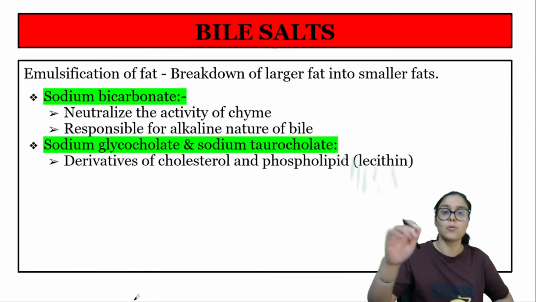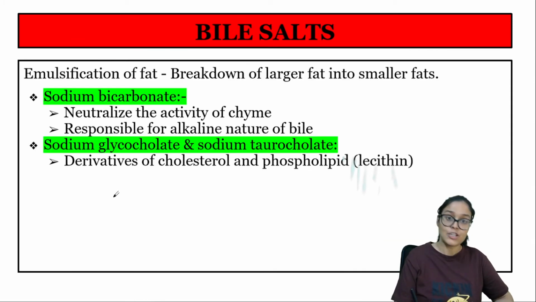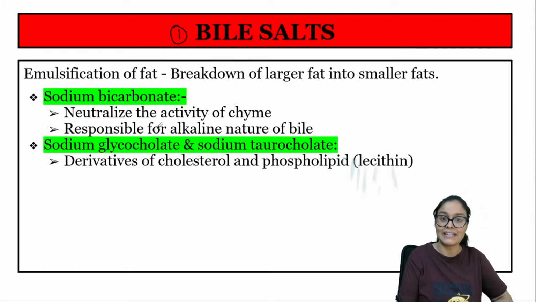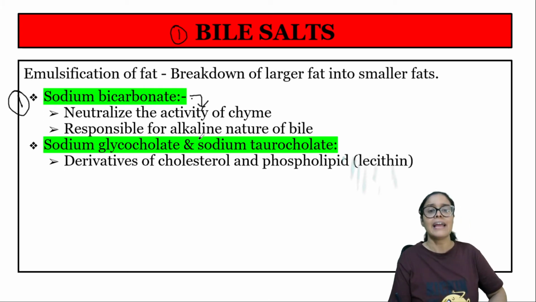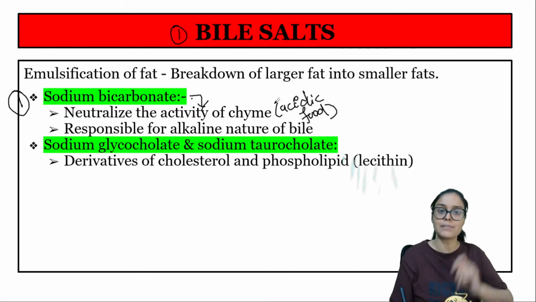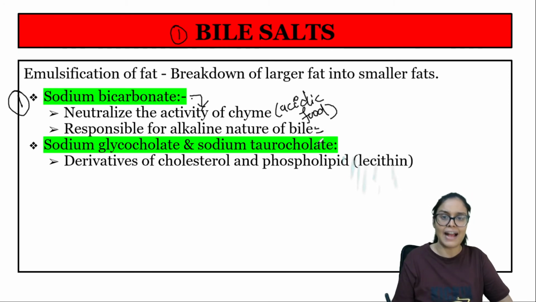So this is the composition of bile juice. So we will be seeing bile salt, because it basically helps in emulsification of fat. What is that? We will be seeing. The first bile salt is sodium bicarbonate, which will just neutralize the activity of chyme. Chyme means acidic food, because acidic food will come from the stomach, right? So acidic food will be neutralized by it and it will give alkaline nature to bile juice.